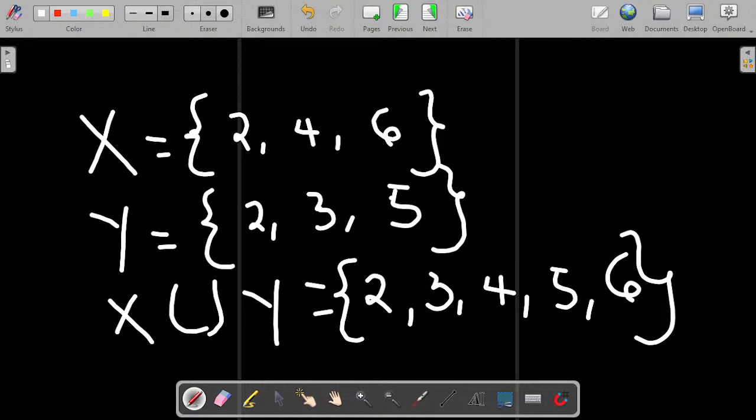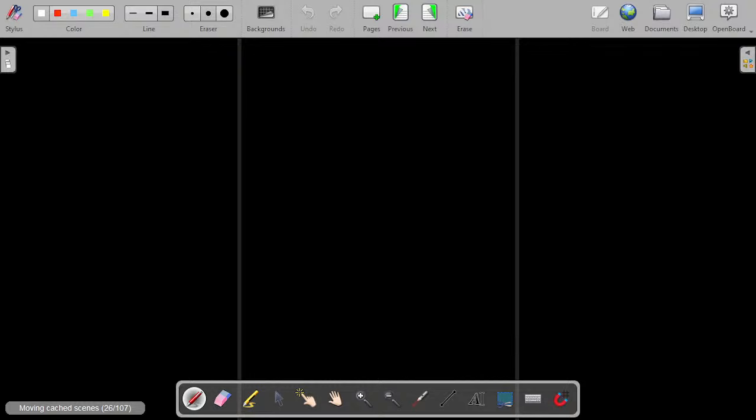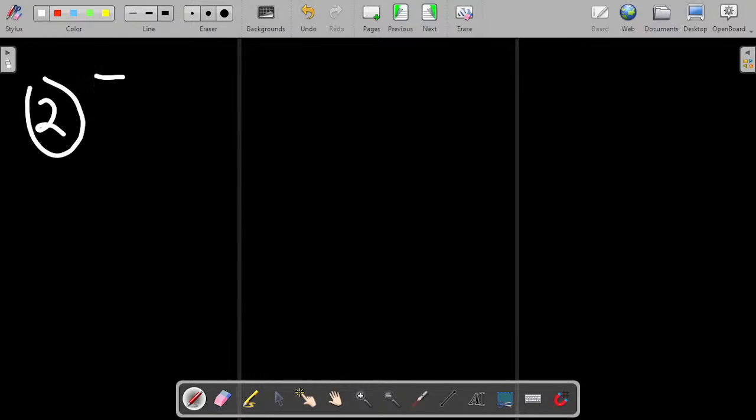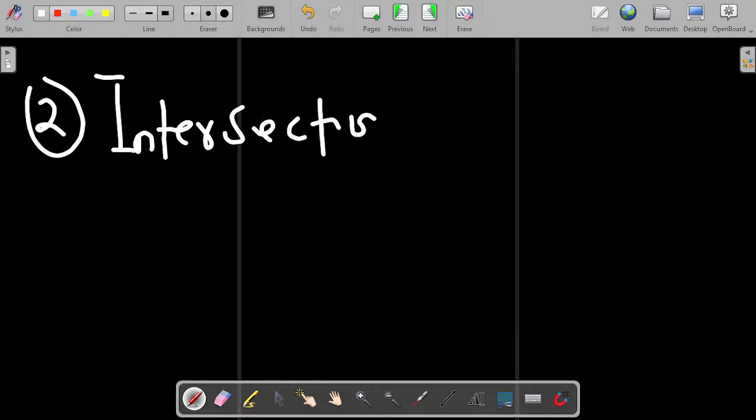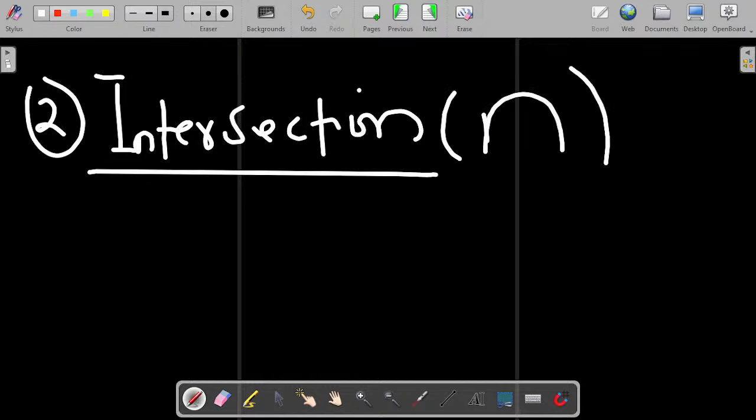So let's look at another type of operation we have. The second operation we have is intersection. This is the symbol for it. It's like an upside-down U. Let me rewrite it for clarity, just like this. A smooth N shape, that is intersection.